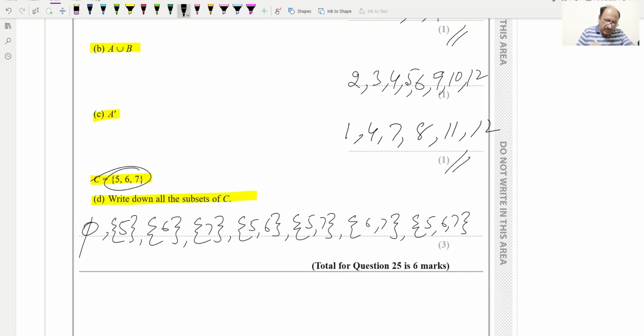So there are 3 members, so rule is 2 raised to the power 3, which is equal to 8. So we got 8 members by this rule. Rule is 2 raised to the power n, n is number of members, which is 3 in this case. Hopefully you understood this rule also.